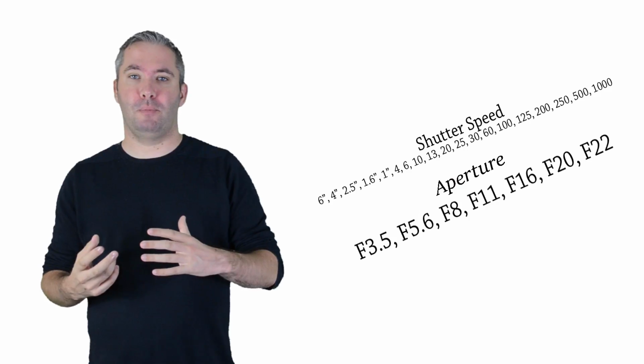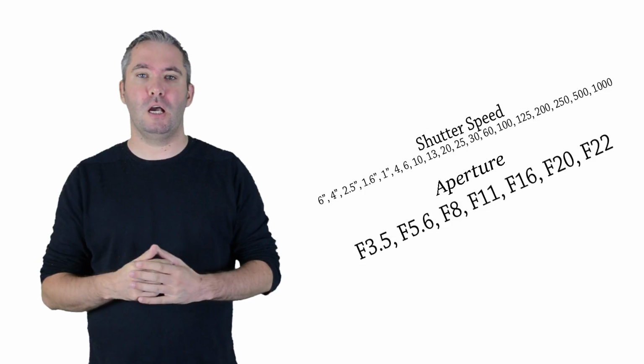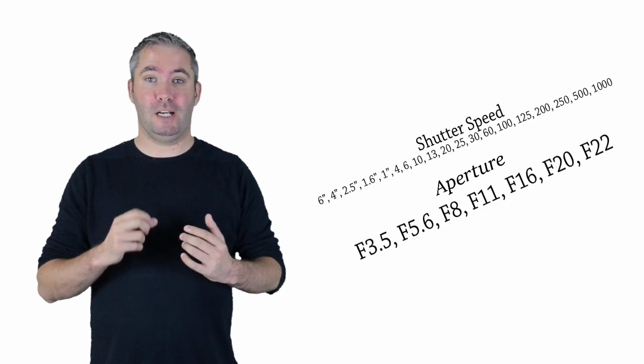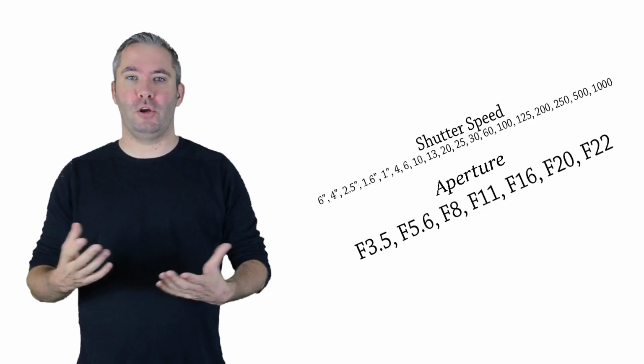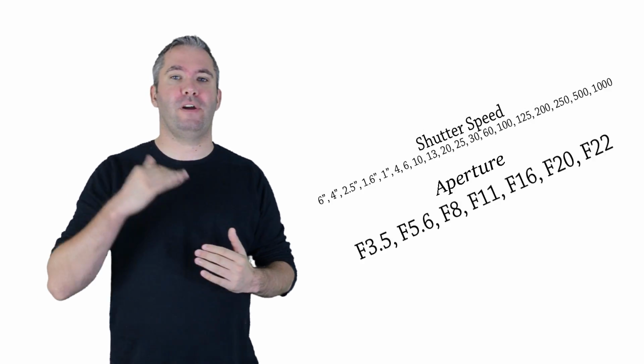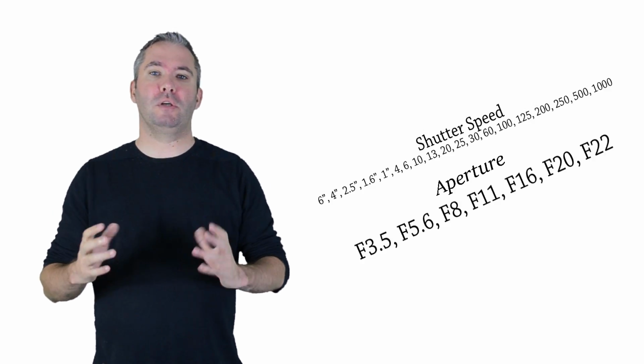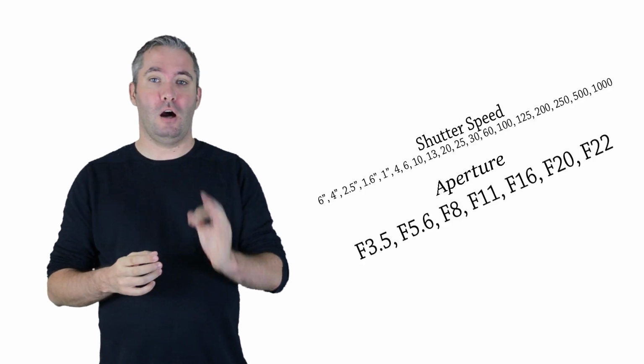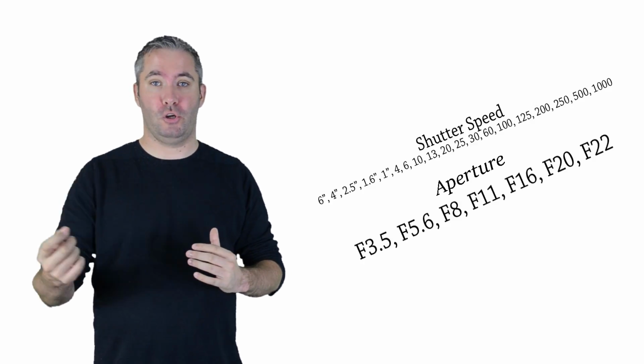Now architectural photography, in the previous video I mentioned using higher apertures and lower apertures. The rule of thumb is: the higher the aperture, as in 22, the longer the shutter speed. The lower the aperture, the faster the shutter speed. So let's go through that again. Higher the aperture, longer the shutter speed.